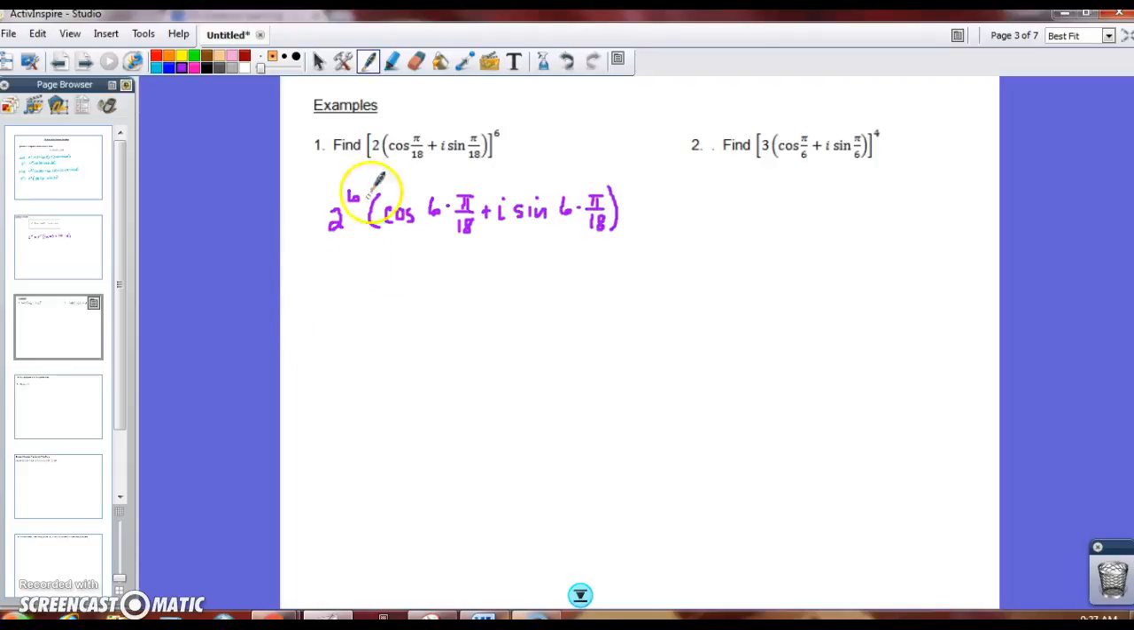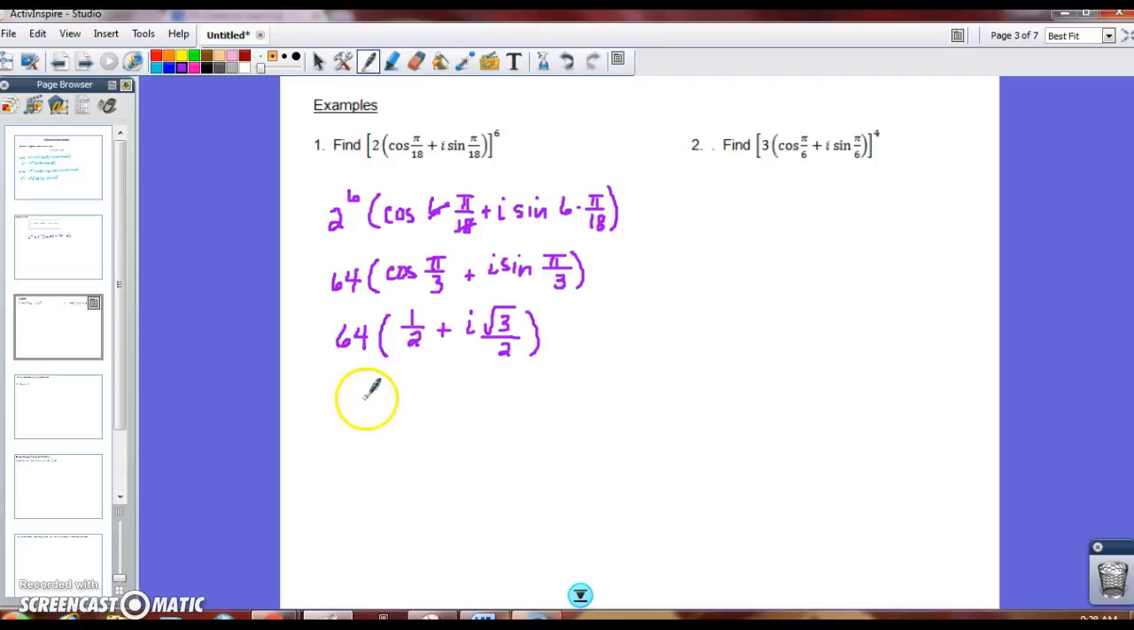Okay, and 2 to the 6th would be 64. Now I end up with cosine of pi over 3 when you reduce that, plus i sine of pi over 3. And that would be your answer in polar form, but if I want to take it all the way through to rectangular form, I have to actually evaluate cosine of pi over 3 and sine of pi over 3. So I end up with 64 times, cosine of pi over 3 is 1/2, plus i times root 3 over 2.